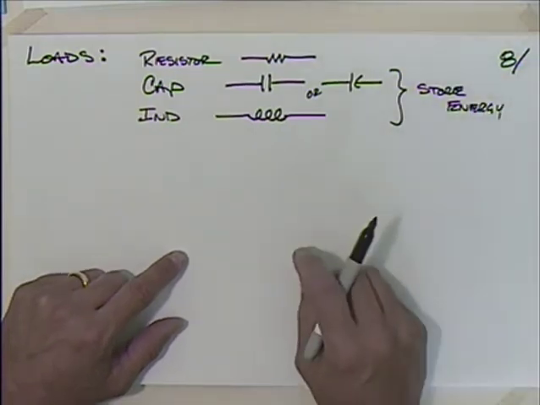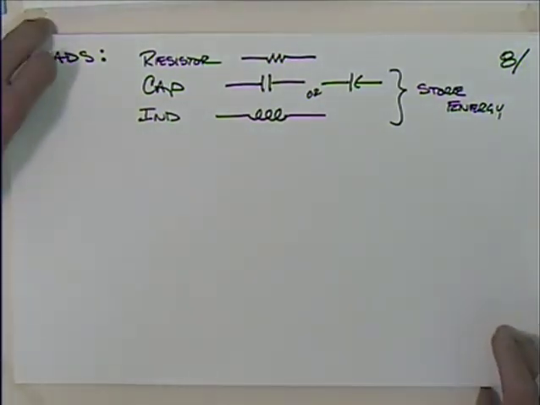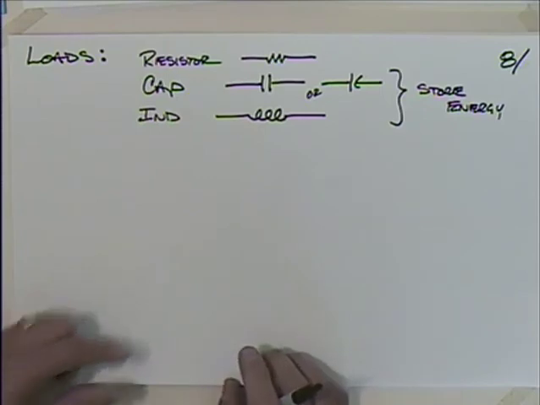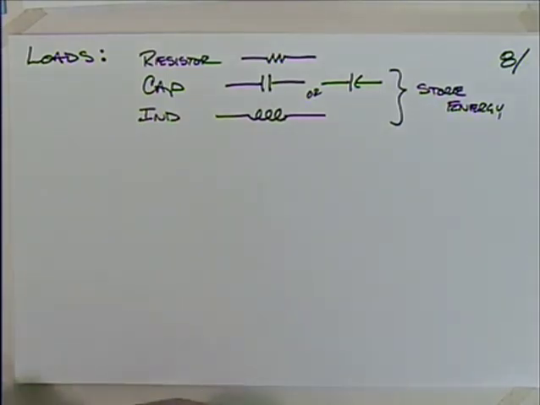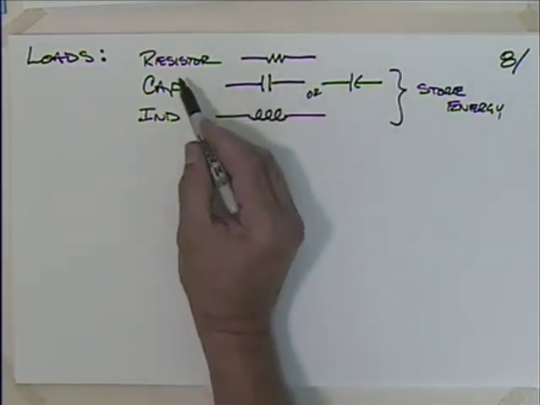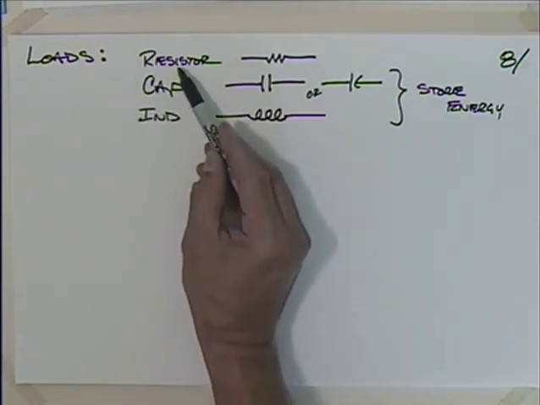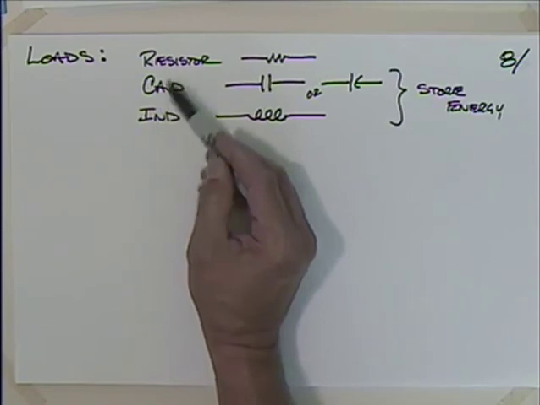The capacitor stores energy in an electric field. The inductor stores energy in a magnetic field. So it's a little more complicated. We're going to wait till later in the term before we tackle those. A lot of things, like a motor, are going to be made up of a couple of these. It's going to probably be resistive in nature and inductive in nature.